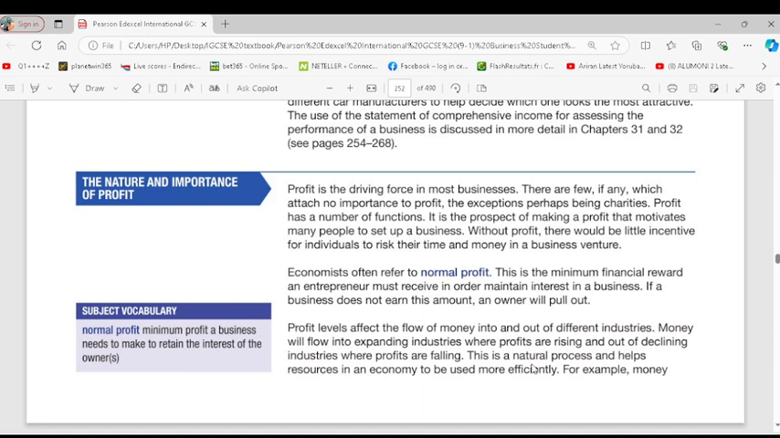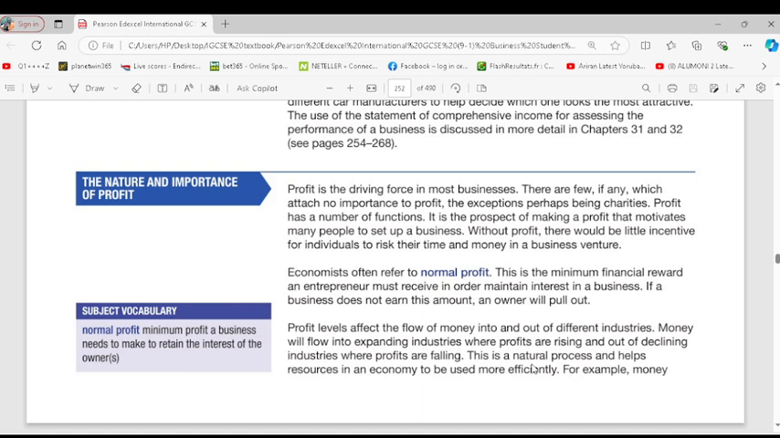Without profit, it is difficult for people to put their money and time into a business. So they don't want to risk money. They don't want to risk their time if it is not going to be profitable. That is the point they are making here. Do you get that? For economists, they often refer to normal profit.